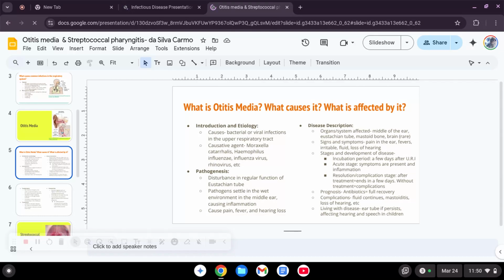The typical causative agents are Haemophilus influenzae, the influenza virus, rhinovirus, and so on. Particularly in cases with the eustachian tube being compromised, it allows for the infections to colonize in the nasopharynx and spread into the middle of the ear.